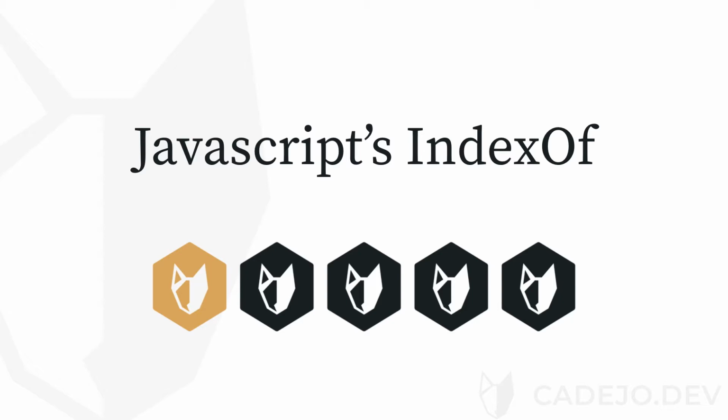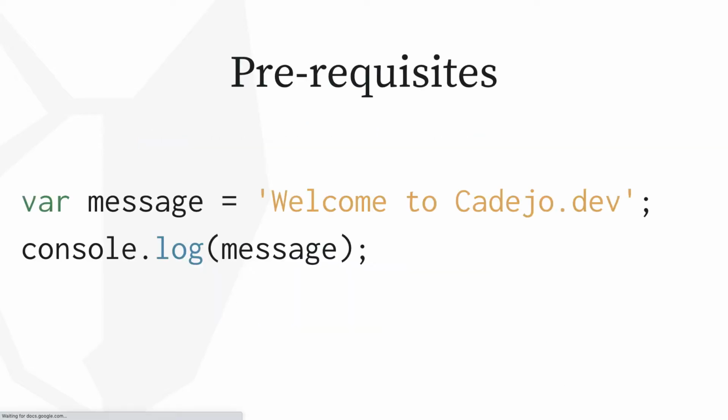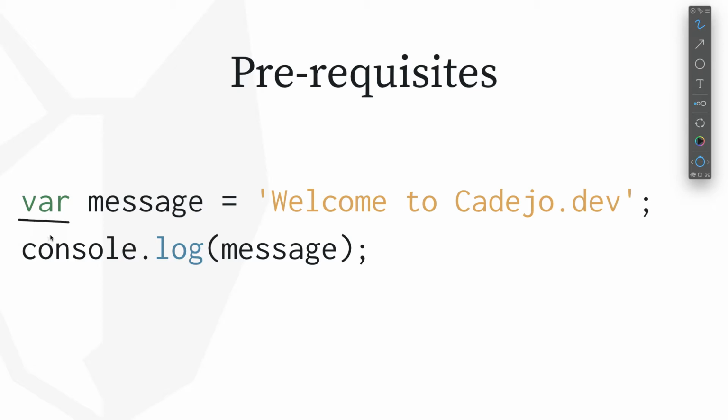But before going into details, I want to talk about the prerequisites for this video. Same as my previous video, I want you to be able to understand these two lines of code. Particularly, I want you to be able to tell me what's going on with this var, what's going on with these quotes right here, and what's happening inside this console.log. If you can successfully tell me these three things, you have all the knowledge you need to be able to understand this video. So let's begin by talking about what's an index.